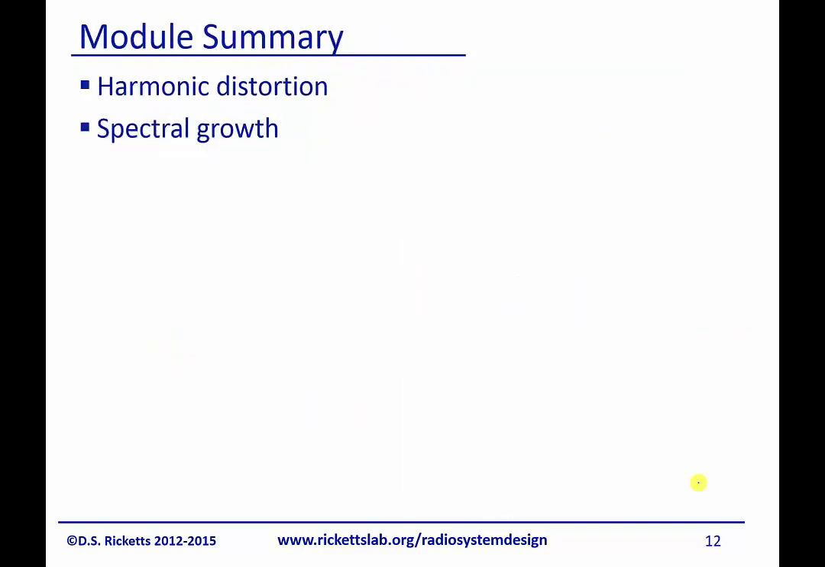All right, that was it. Harmonic distortion comes from the products of the nonlinear transfer function, and so we get harmonics that can interfere with adjacent channels. Also, spectral growth happens where if we have a broadband signal and it goes through a nonlinear system that distorts it, that broadband signal gets wider, and we can have interference to adjacent channels.